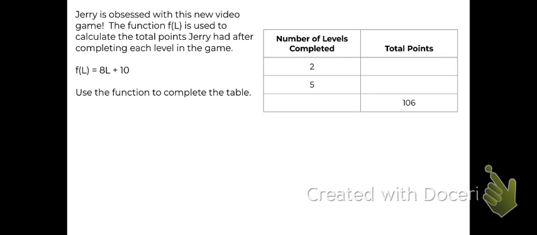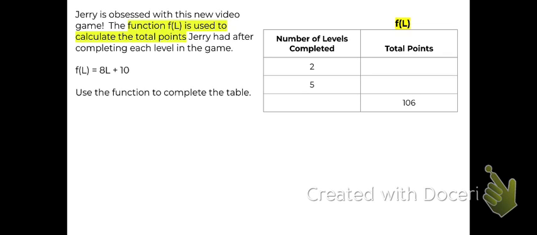This is another type of function question you might have on the state test. This is a word problem. Now, it's important on these that you look at the meat of the problem where they're describing it and see what the function is calculating. What is f of L? What is f with that big L in parentheses? What is it calculating? And if you notice in that second sentence, it says the function is used to calculate total points. So that means total points is f of L.